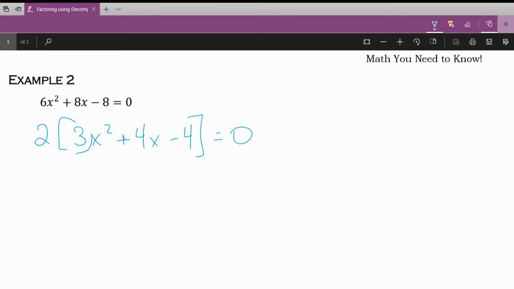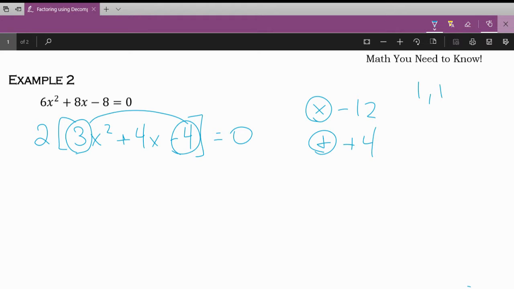So I'm going to take my A value and my C value. Here my C value is negative, so I need to find two numbers that are going to multiply to negative 12 and add to positive 4. Now, you might be able to come up with these numbers right off the top of your head, but if you can't, that's okay. Start by writing down everything that multiplies to 12. So 1 and 12, 2 and 6, 3 and 4.